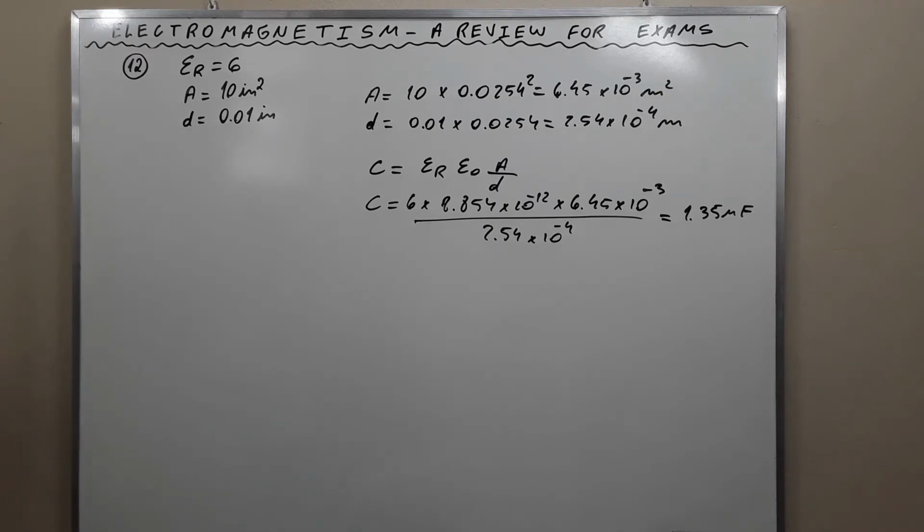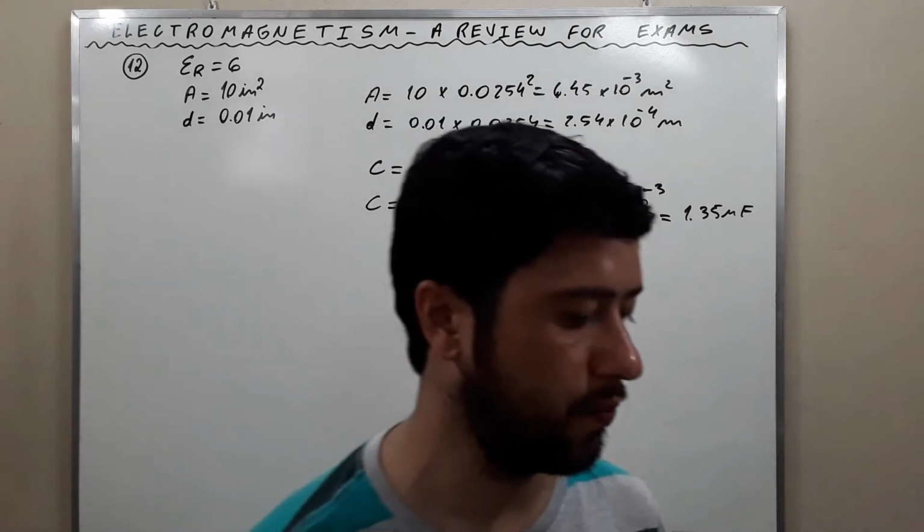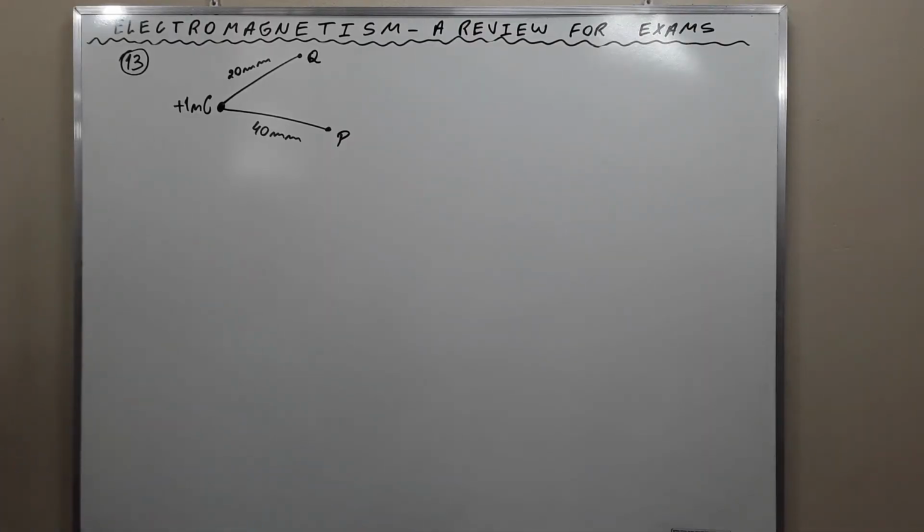Alright, this is the capacitance of this capacitor, having a mica dielectric of relative permittivity of 6. Alright, my friends, this is all for exercise 12. Let's go to exercise 13. Exercise 13, a point charge of 1 nanocoulomb is placed in a space with a permittivity of 8.85 times 10 to the negative 12 farads per meter as shown in the figure.